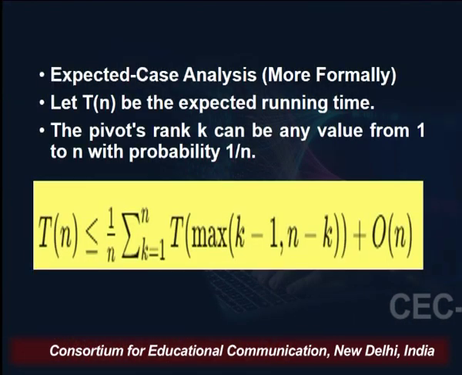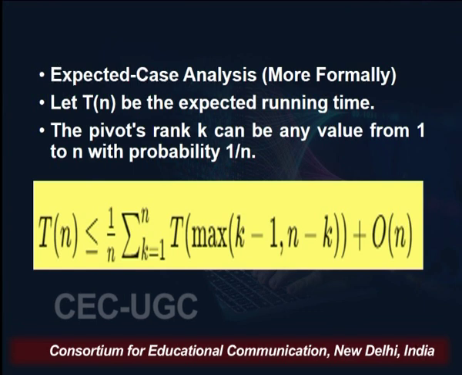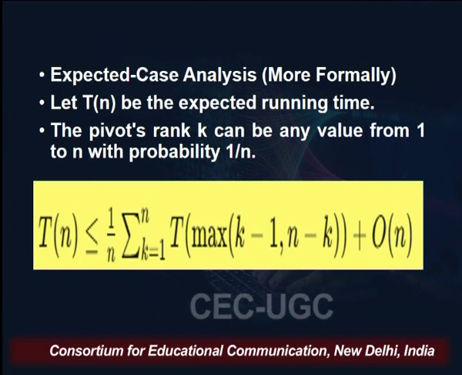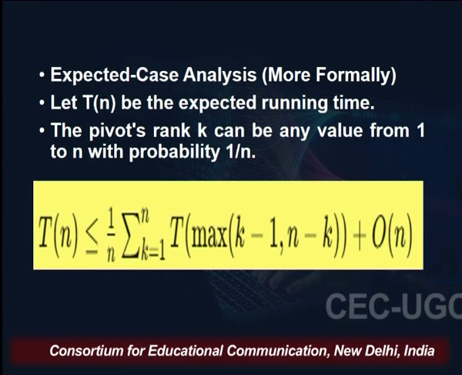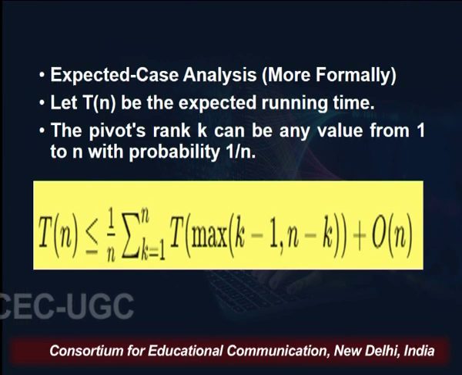Now, it could be n, then n by 2, then n by 4, then n by 8, and so on and so forth. And these kinds of geometrically decreasing series converge to order n. So, if we talk about the expected case analysis, assuming that T(n) is our expected running time, the pivot's rank k can be any value from 1 to n with probability 1 by n.